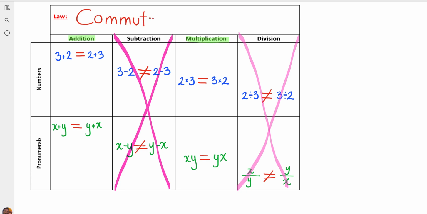Commutative law. The commutative law says that the order in which you operate is not going to affect the result. So you can change it. Commutative means that you can change the order. So I can say 3 plus 2 or 2 plus 3 and I'll get the same answer. Or x plus y and y plus x and I'll get the same answer, the same when I'm doing multiplication. So this is the first law that we're going to talk about today.